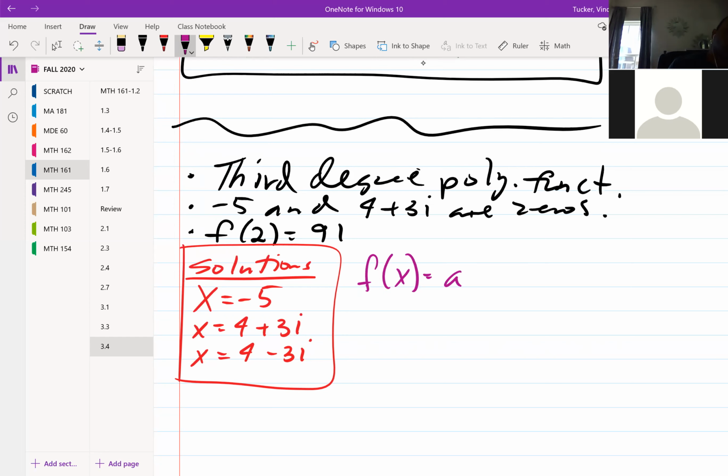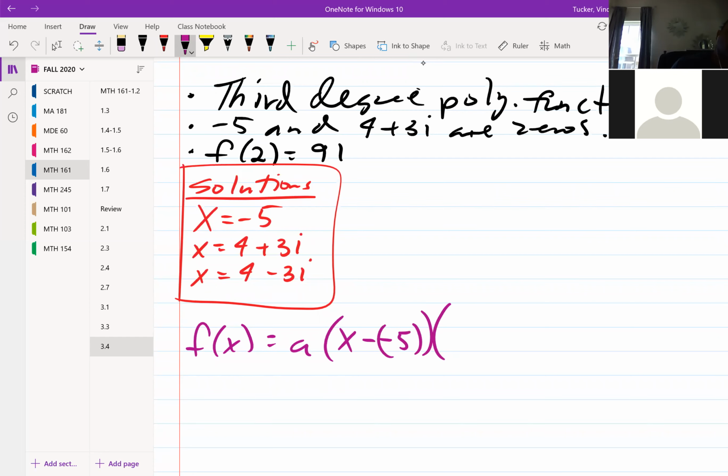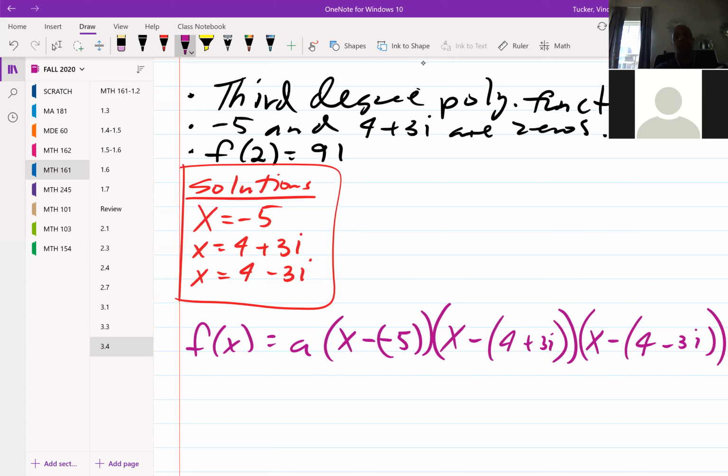Set it up. That's going to be a times x minus... I probably won't have enough room down there. So we always start off with a, x minus -5, x minus 4 plus 3i, and x minus 4 minus 3i. So notice the parentheses and how I have it set up. That minus sign needs to hit both terms.